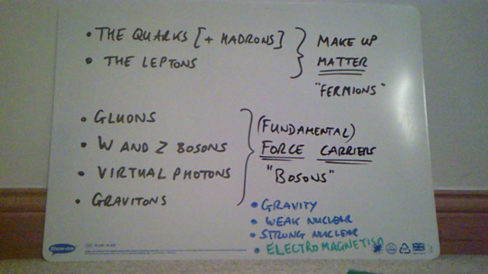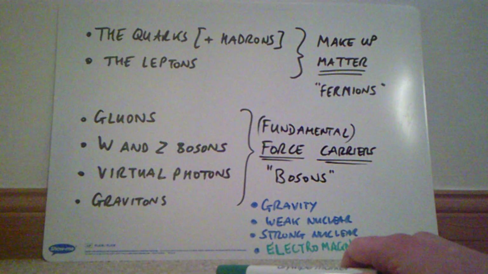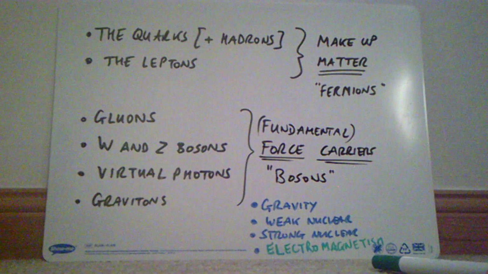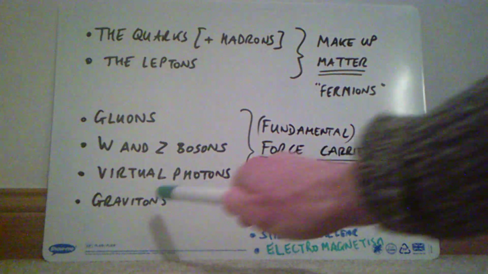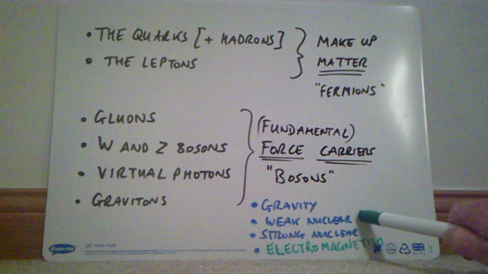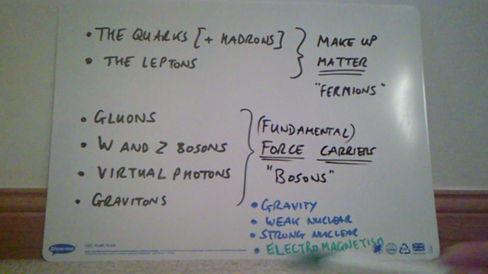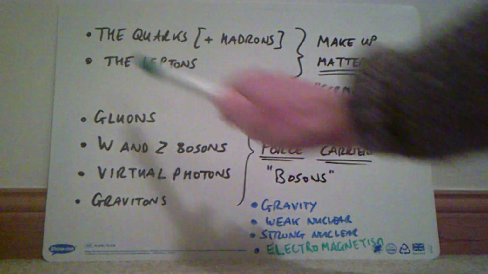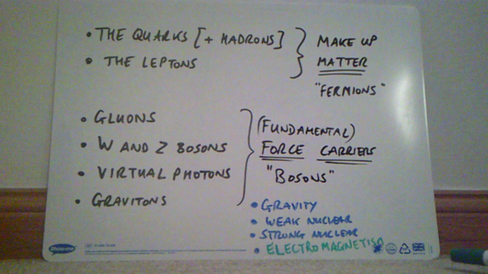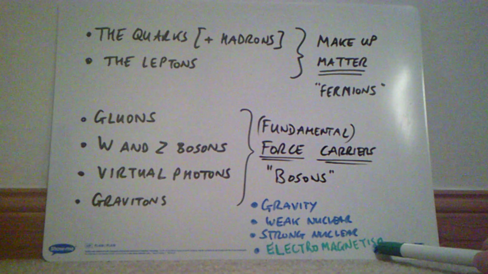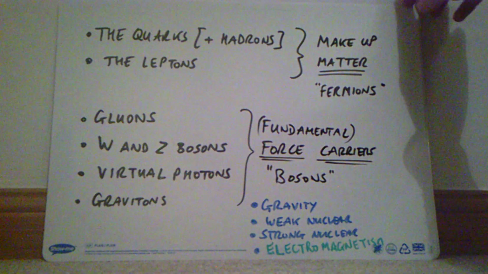That's why it's virtual. I don't know why I've not put these in the same order as that, but hopefully you can cope with it. Gravity is associated with gravitons, the weak nuclear force with W and Z bosons, the strong nuclear force with gluons, which kind of glues it together, that kind of makes sense, and electromagnetic forces with virtual photons.